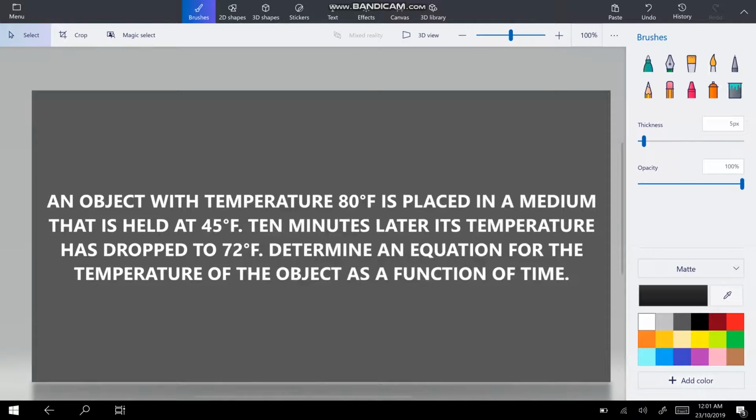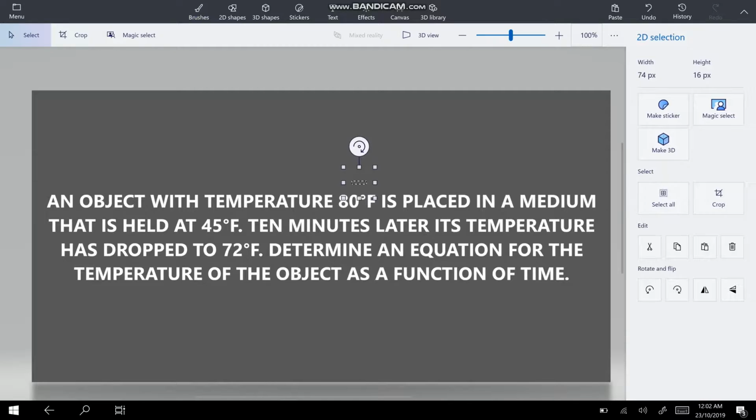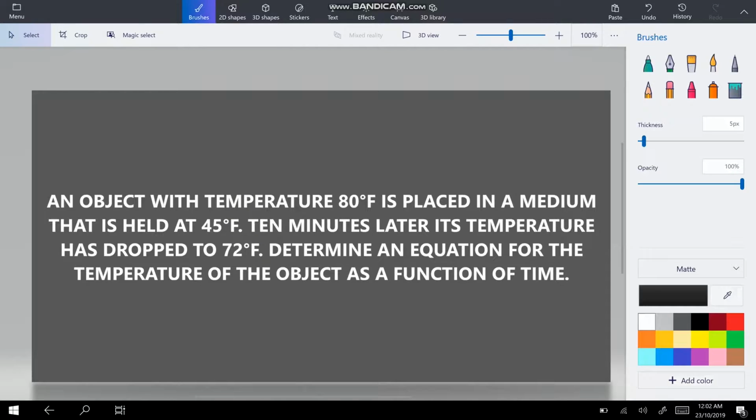So in this video, we're going to look at a problem. We have an object at temperature 80 degrees Fahrenheit and we place it in a medium that's held constant at 45 degrees Fahrenheit. So obviously this thing's going to cool towards a temperature of 45 degrees Fahrenheit. 10 minutes later, we measure its temperature and find that it's dropped to 72 degrees Fahrenheit, and we're asked to determine an equation for the temperature of the object as a function of time.